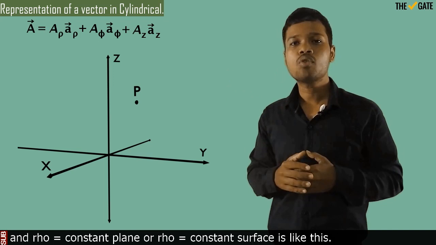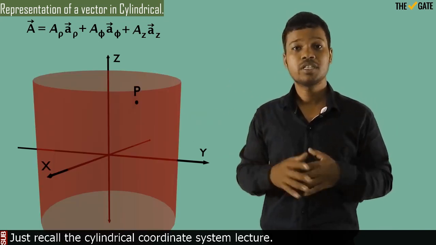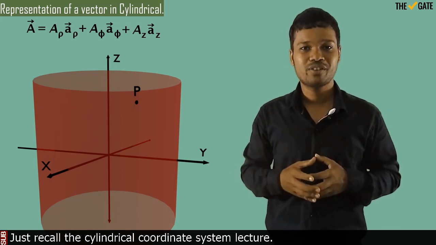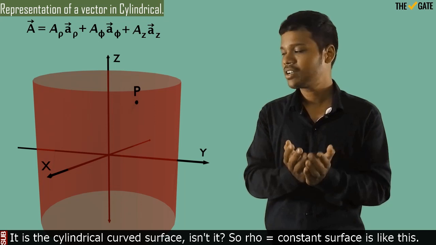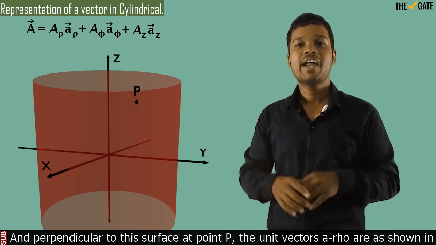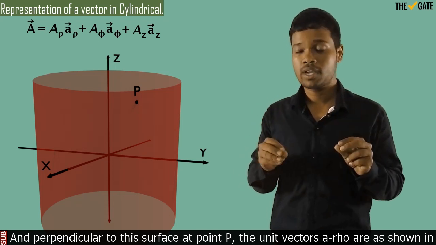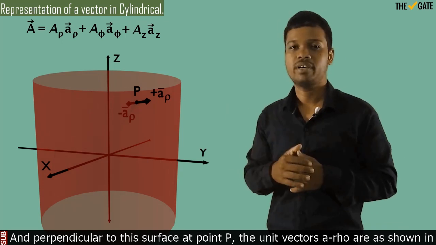And rho equal to constant surface is like this. Just recall the cylindrical coordinate system lecture. It is a cylindrical curved surface, isn't it? So rho equal to constant surface is like this. And perpendicular to this surface at point P, the unit vectors a rho are actually in the figure.